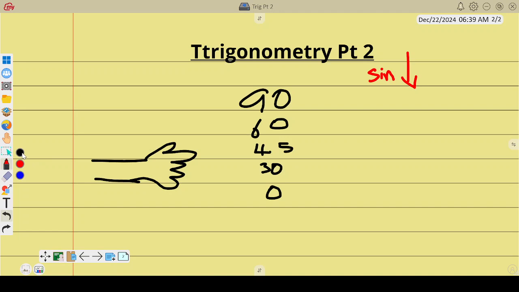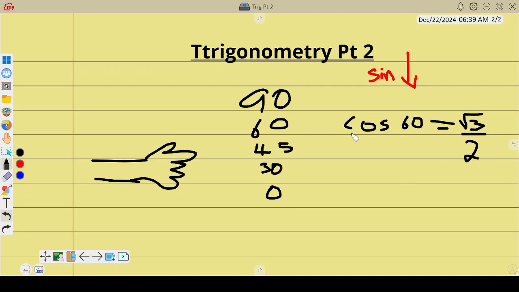So what does this mean? This means that if you want to find, let's say, sine 60, you should be able to know that it is the square root of how many numbers are below 60? 1, 2, 3. So it will be root 3. The denominator is always 2. So root 3 over 2, that's sine 60.